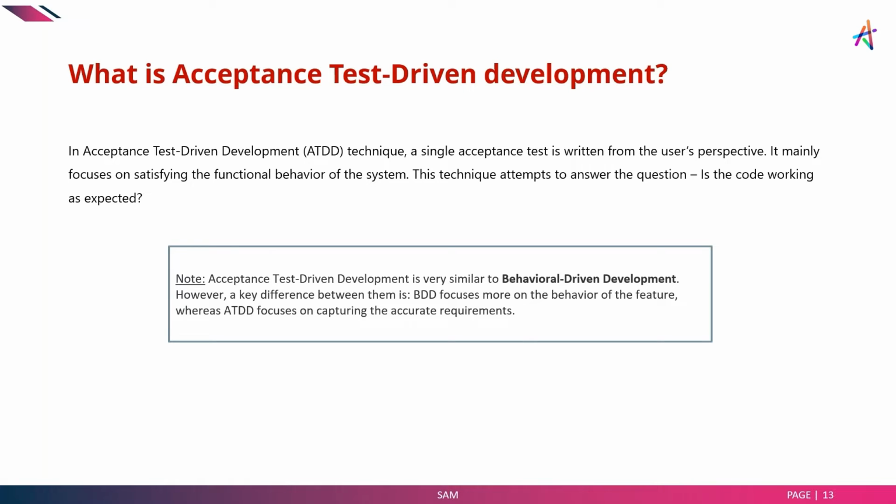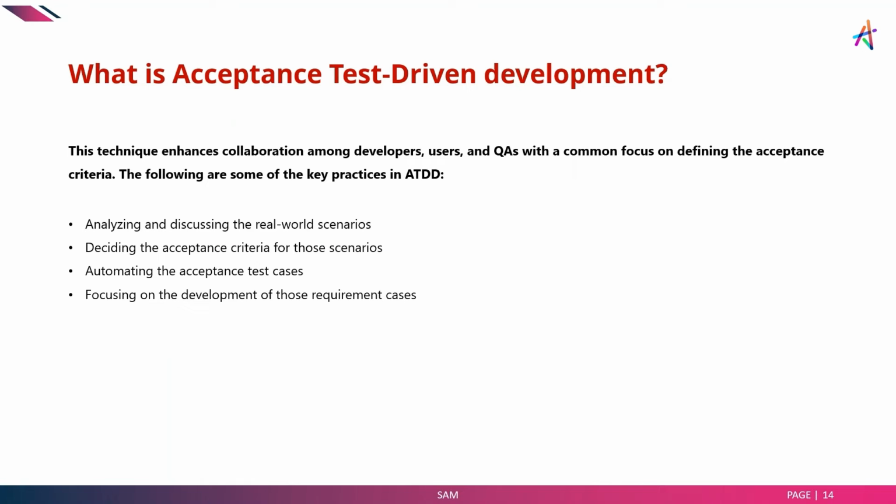Right. So note: acceptance test driven development is very similar to BDD. Please remember this, team. However, the key difference between them is that BDD focuses more on the behavior of the feature, whereas ATDD focuses more on capturing requirements and so on, right? This technique enhances collaboration among the developer, user, and QAs, with a common focus on defining the acceptance criteria, right? The following are some of the key practices in ATDD. Analyze and discuss the real world scenarios, decide the acceptance criteria for those scenarios, automate the acceptance test cases, and focus on the development of those requirement cases, right?